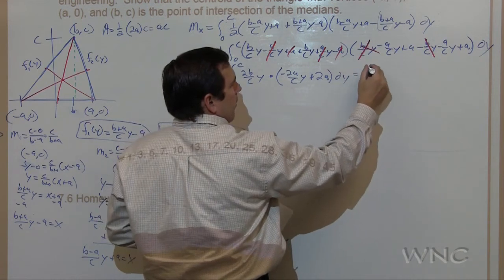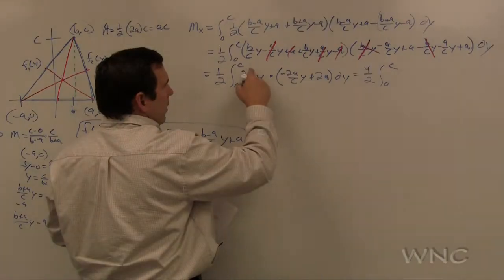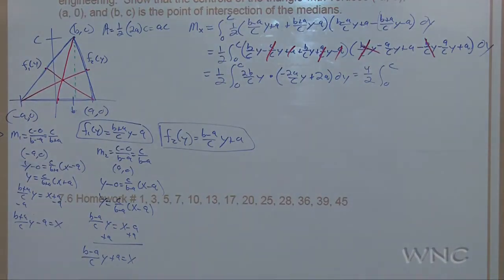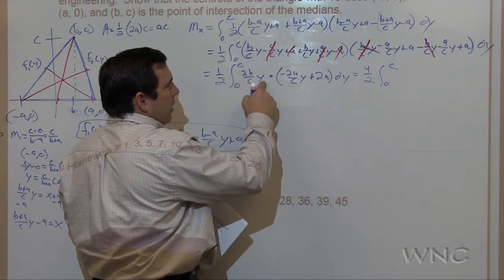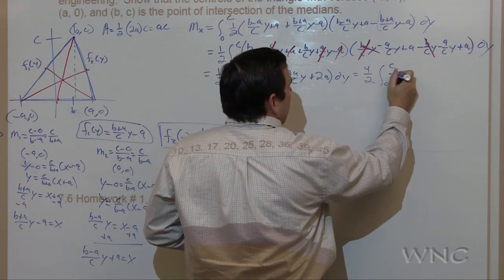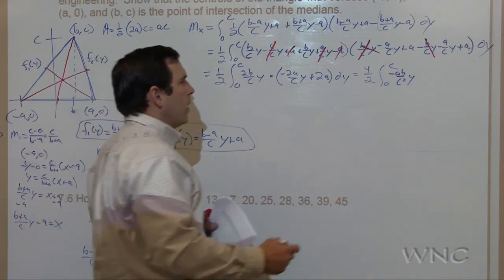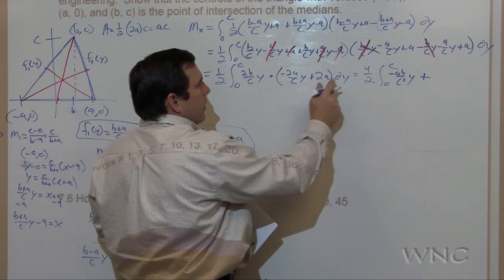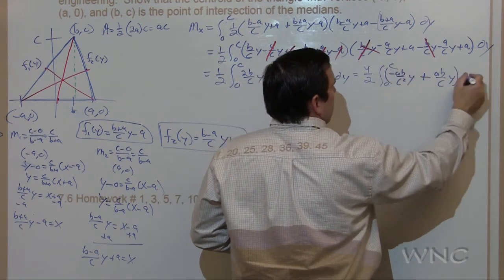That gives us 4 over 2 integral from 0 to C. If I distribute, I end up with B over CY times negative A over CY, so it's going to be negative AB over C squared Y, plus B over CY times 2A. That would be an AB over CY dy.